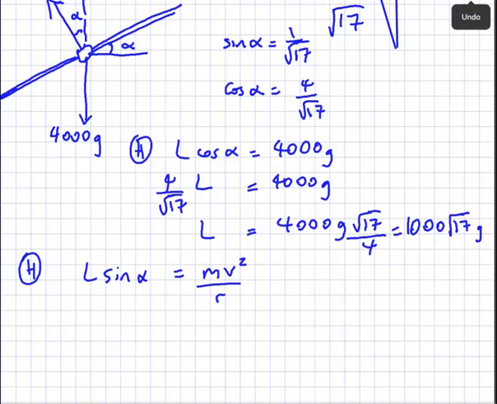So L we know is 1000 root 17 lots of g, and we're going to multiply that by the sine of alpha, which is 1 over root 17. You can see what's going to happen there with the square roots. Now the mass is 4,000 kilos. We don't know the velocity. That's what we're trying to work out. And the last thing we need to work out is our radius. So what is the radius that's occurring? Now, we haven't done that, so let's take a moment and just think about that for a second.